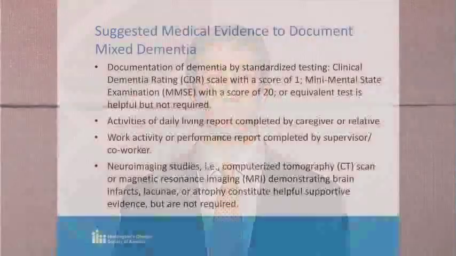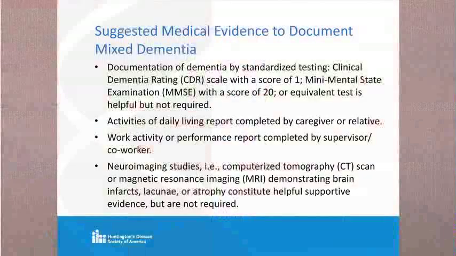In terms of some suggested medical evidence to document for mixed dementia, many people are familiar with the Clinical Dementia Rating Scale. By definition, a 0.5 is mild cognitive impairment, so cognitive impairment that does not result in functional decline. If you document dementia and cognitive decline that causes functional impairment, by definition they have clinical dementia rating scale of 1. The mini-mental status examination score of 20 or the equivalent test such as the Montreal Cognitive is helpful and suggestive of dementia, but it's not required.